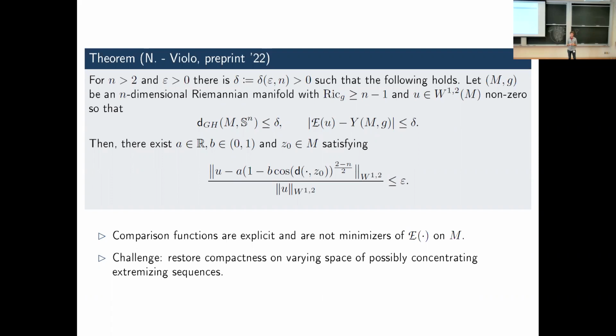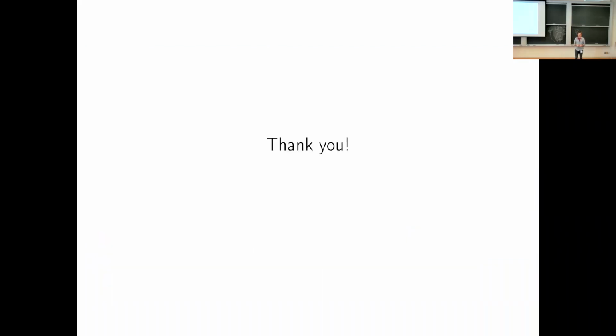The point is that if you are concentrating, you need to choose the right scalings and points where the function is concentrating, and then try to do a blow-up along the sequence in order to recover compactness in some limit cone. This is, I guess, all I wanted to say, and thank you for your attention.